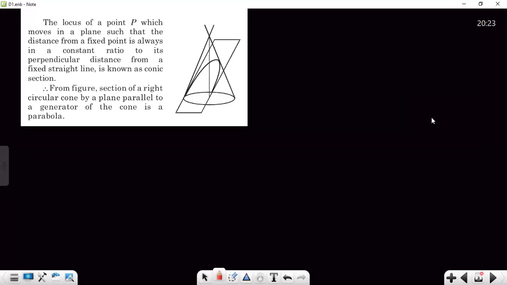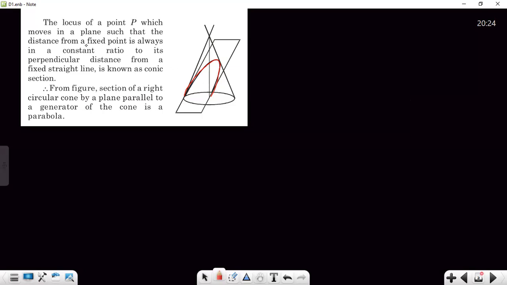From the figure, the section of a right circular cone by a plane parallel to a generator of the cone is a parabola. Which one? Let me show it in a different color. This is a parabola. And similarly, we'll find out different things.